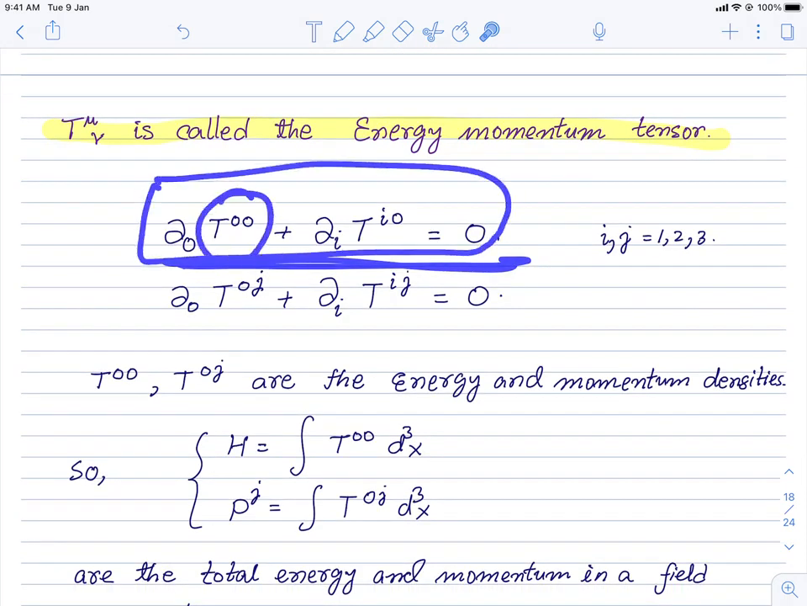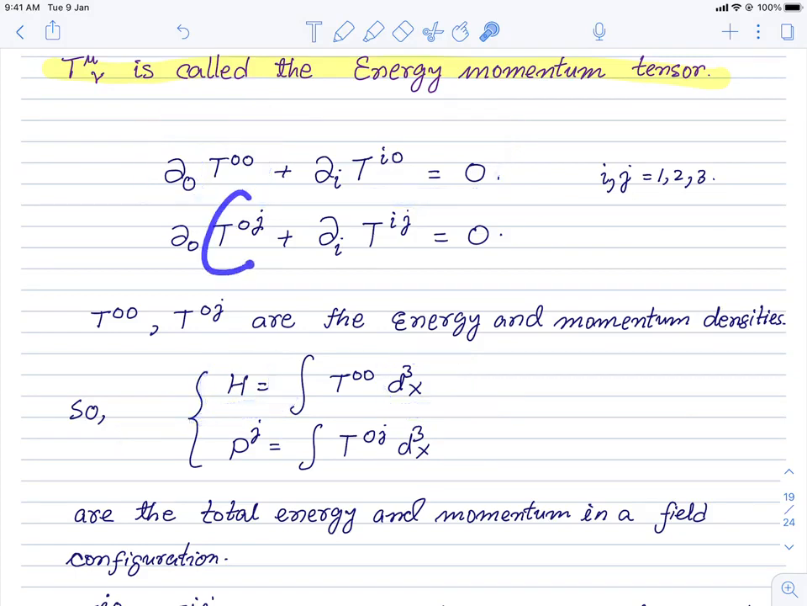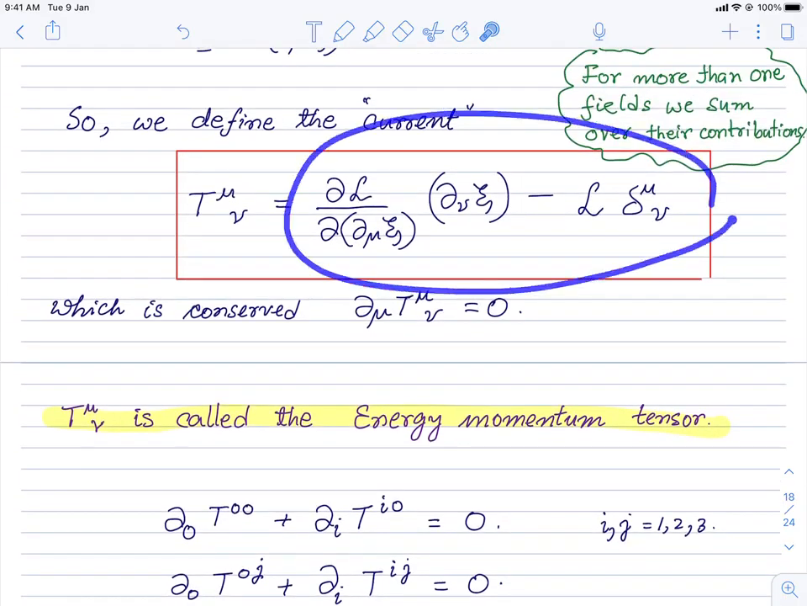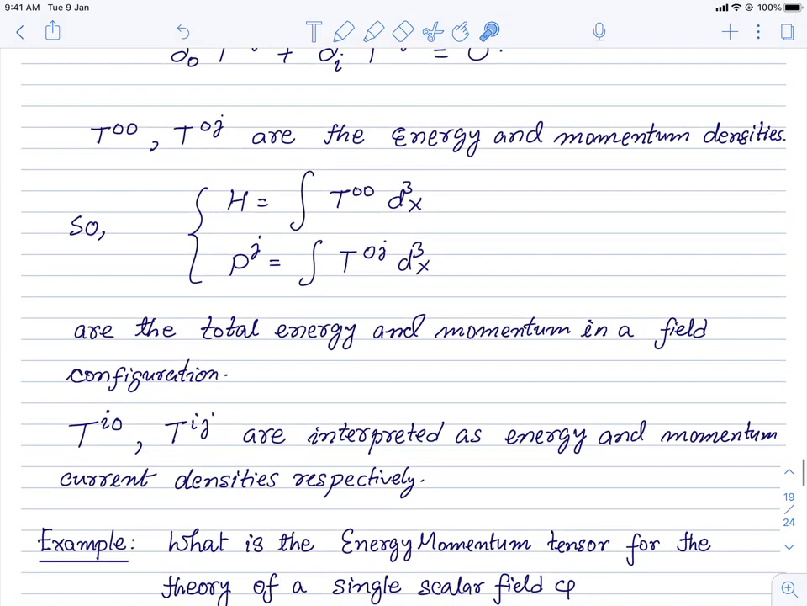And this object, if you integrate it over the space, gives you the total energy of the corresponding configuration. And this object here, T0j, if you integrate it over space, you get the momentum in the field. So we are talking about field theory. And as you know, this formula determines everything in terms of the field degrees of freedom. It's a local quantity which determines everything in terms of the field degrees of freedom.